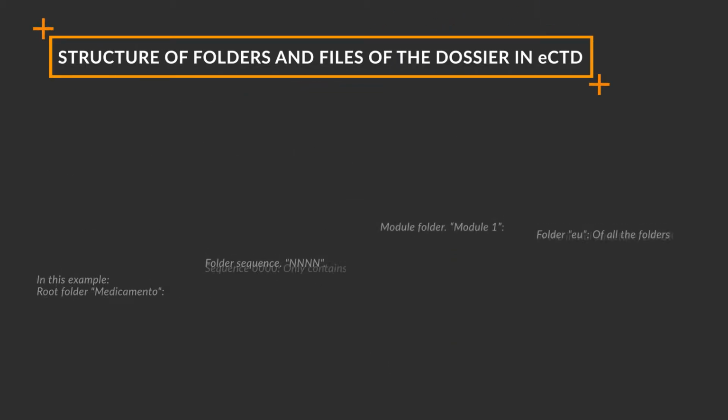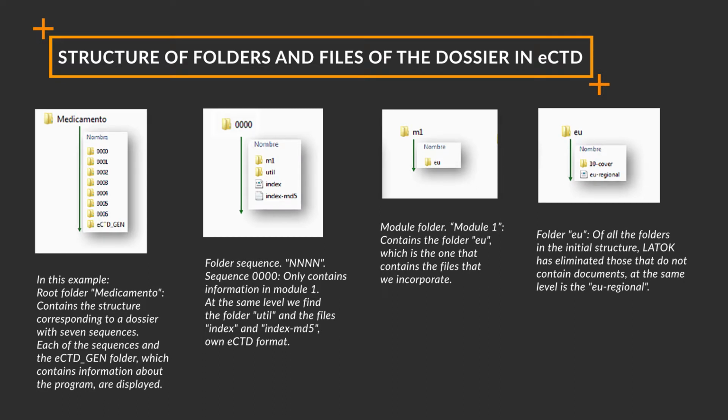Structure of folders and files of the dossier in eCTD. In this example, root folder medication contains the structure corresponding to a dossier with 7 sequences. Each of the sequences and the eCTD_gen folder, which contains information about the program, are displayed. Folder sequence NNNN, sequence 0000, only contains information in module 1. At the same level, we find the folder util and the files index and index-md5, own eCTD format.